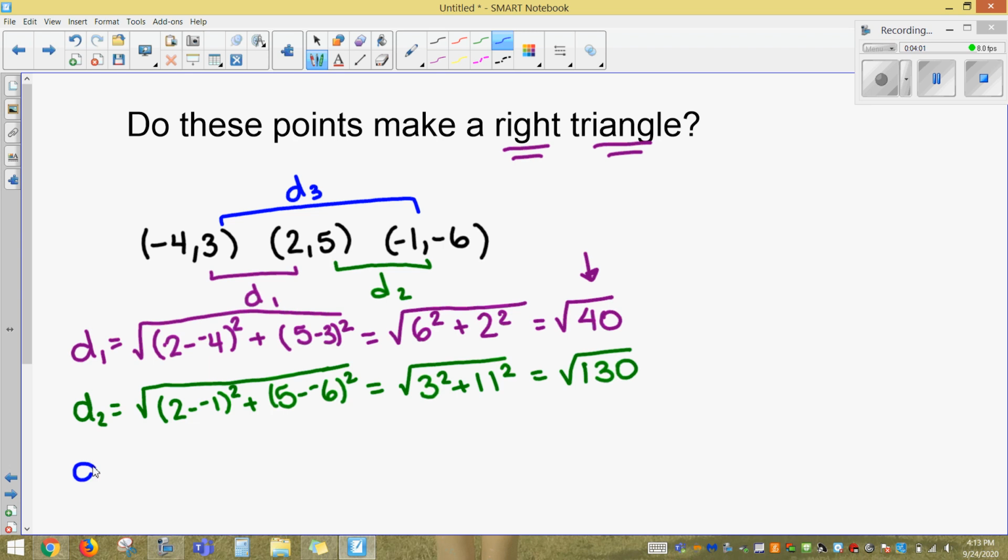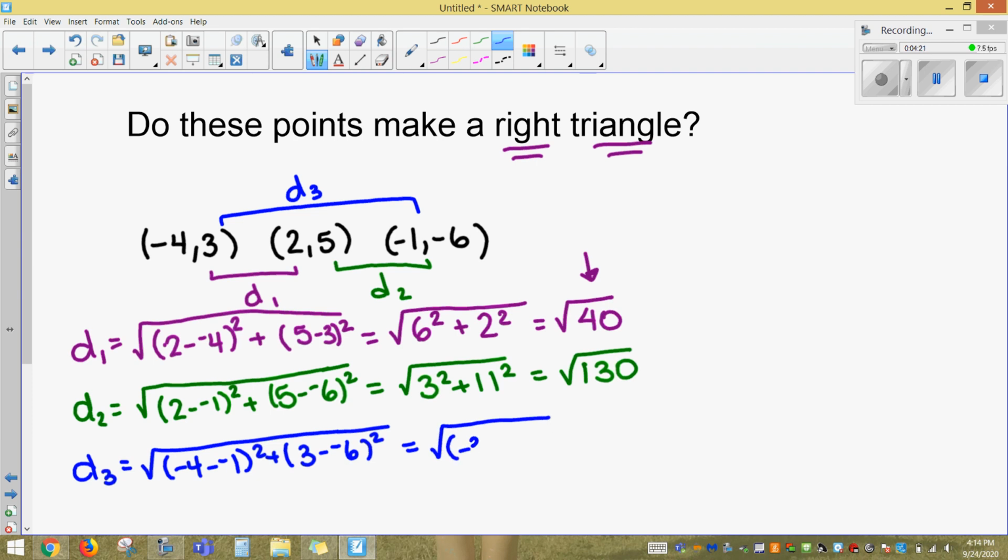To find D3, we can take negative 4 minus negative 1 squared plus 3 minus negative 6 squared. Negative 4 minus negative 1 is negative 3. When I square it, I'm going to get positive 9. And we have 9 squared, so 81 and 9 is 90 under the radical.